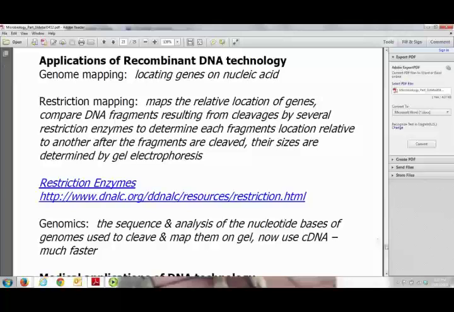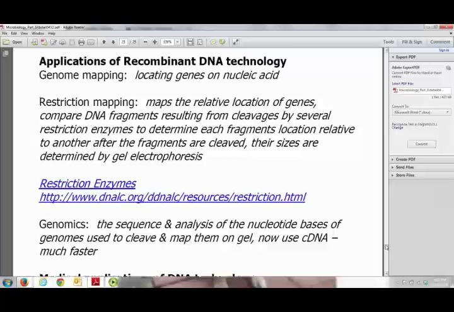Genomics is the sequence and analysis of the nucleotide bases of the genome that are used to cleave and map them on a gel. Now we use the cDNA, so it's much faster.